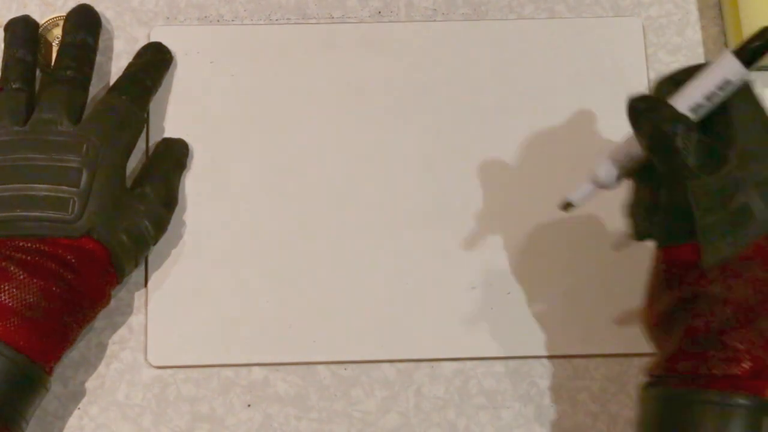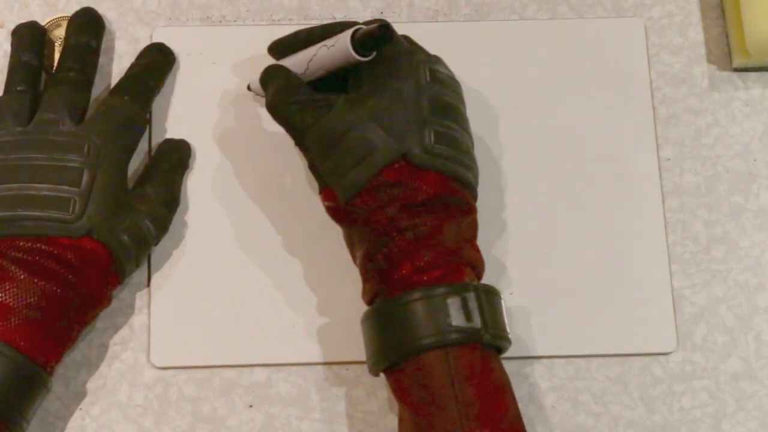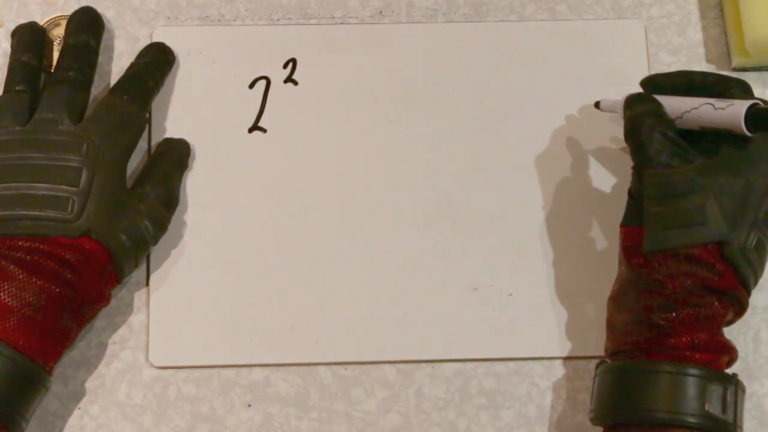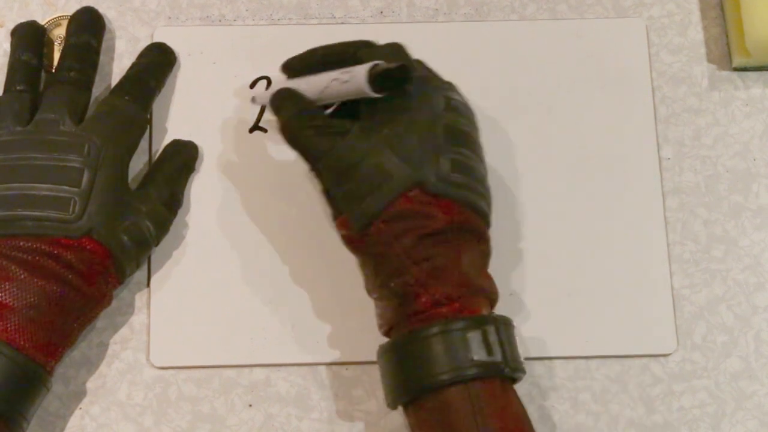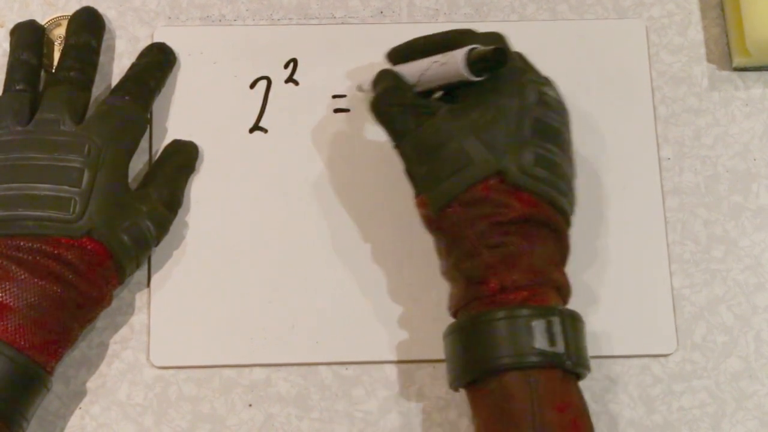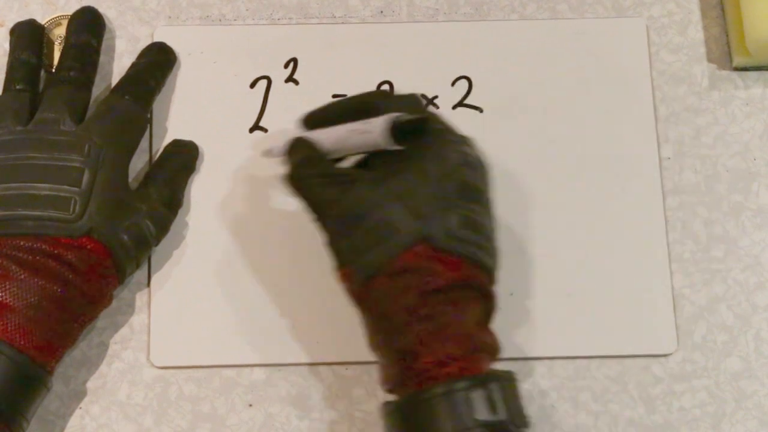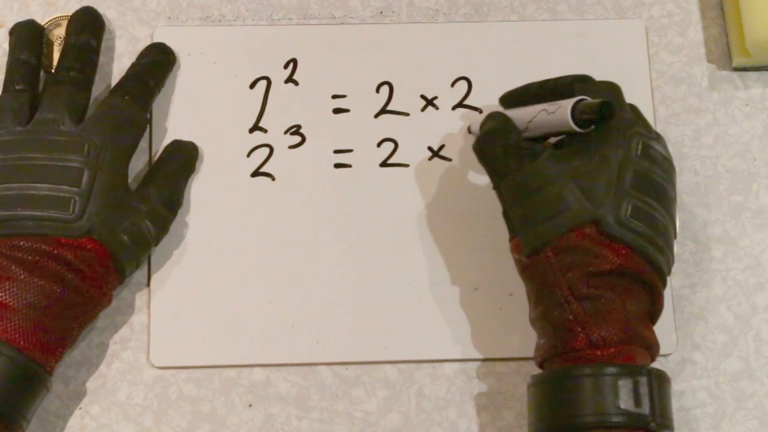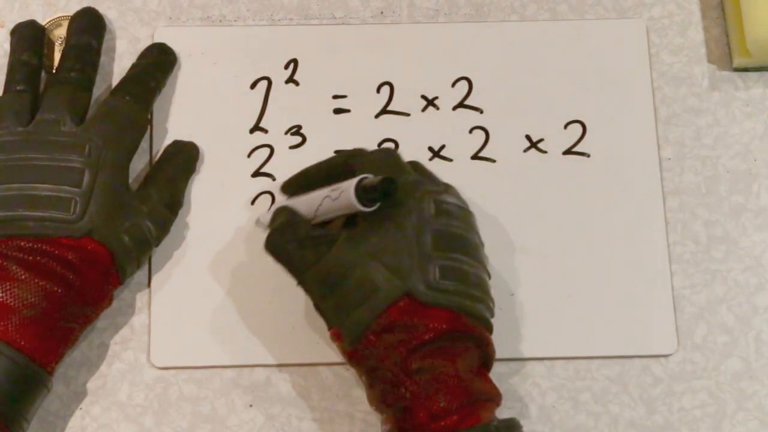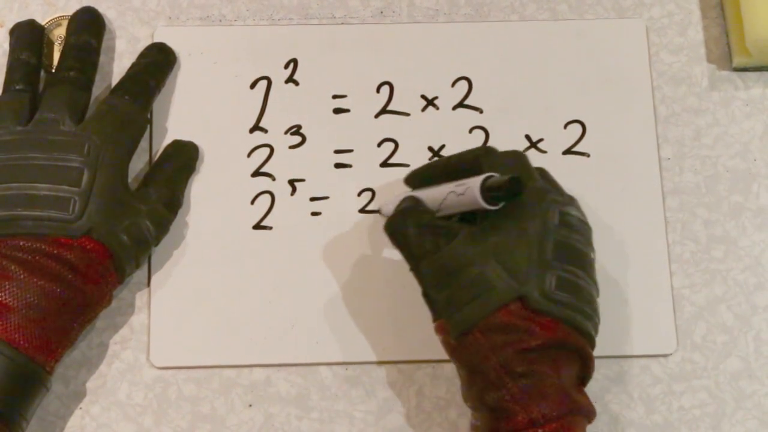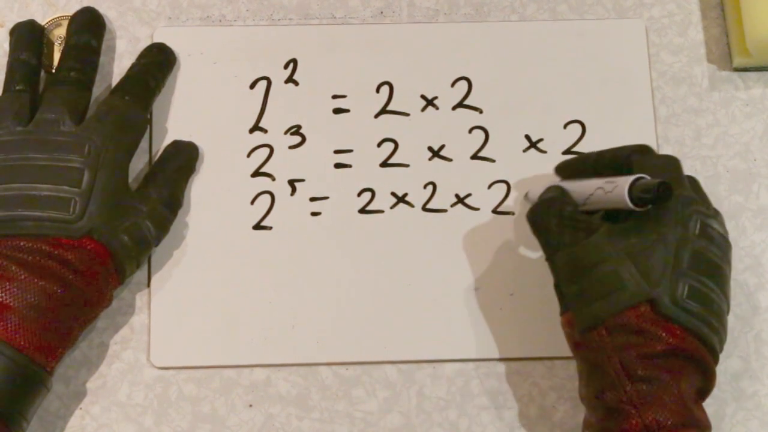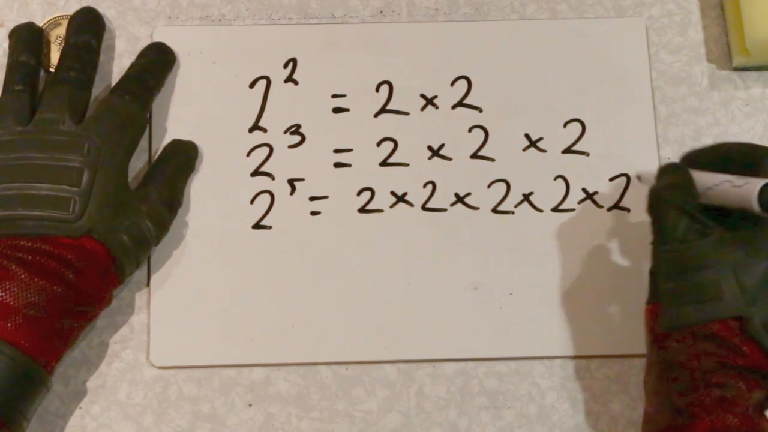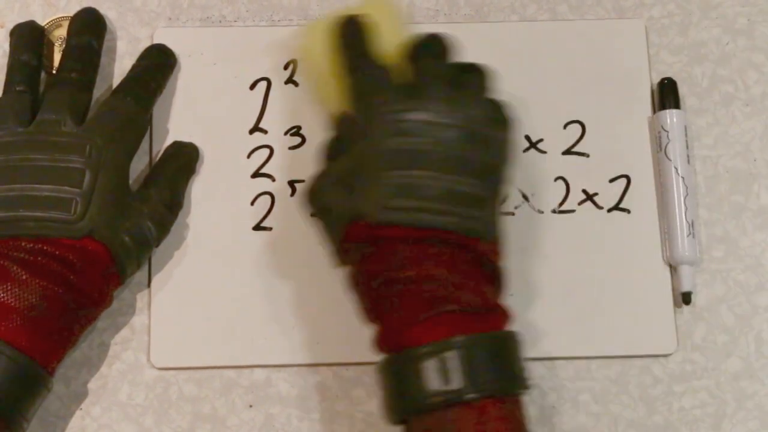Okay, so next, indices. Now what are those? Well, those little numbers that sort of float high up here. It's a shortcut for multiplication. 2 squared, as we have here, is the same as 2 times 2. 2 cubed, or 2 to the power of 3, is the same as 2 times 2 times 2. 2 to the 5th power is the same as 2 times 2 times 2 times 2 times 2. So you can see why we use indices.